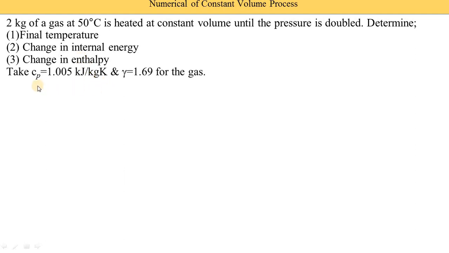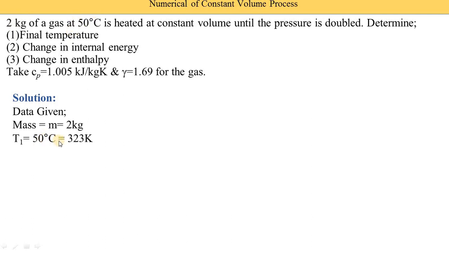So first we write down the given data and a few assumptions. Take Cp equal to 1.005 kilojoule per kg Kelvin and gamma equal to 1.69 for the gas. The mass, denoted as small m, is 2 kg. T1 is given as 50 degree centigrade, so we convert this into Kelvin: 50 plus 273, which gives 323 Kelvin.